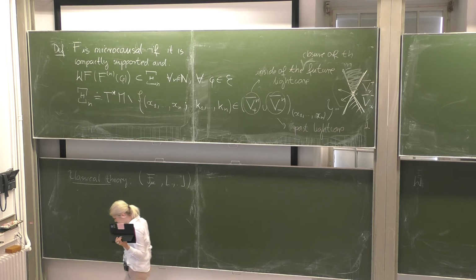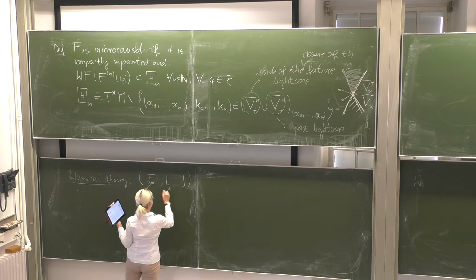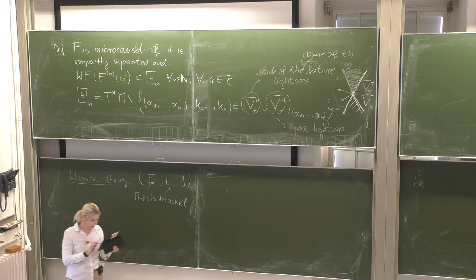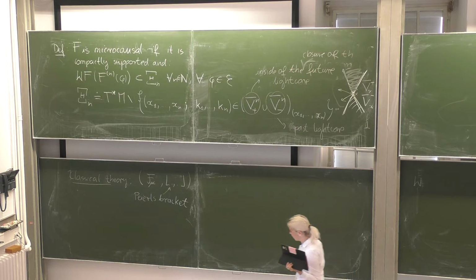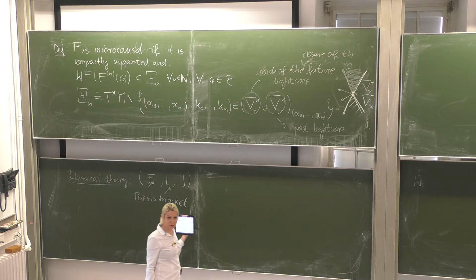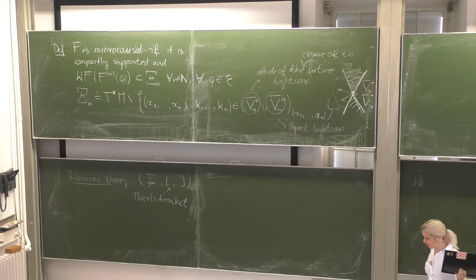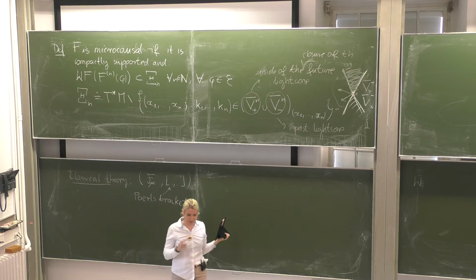I probably did not say that the bracket has a name. It's called the Peierls bracket. It goes back to a paper by Peierls from 1952, where he proposed this for completely different reasons. I found the book of Hörmander in the coffee room in that little library. So if you want to find out more about multiplying distributions, it's there. And the relevant theorem is 8.2.4, so please have a look if you're interested.